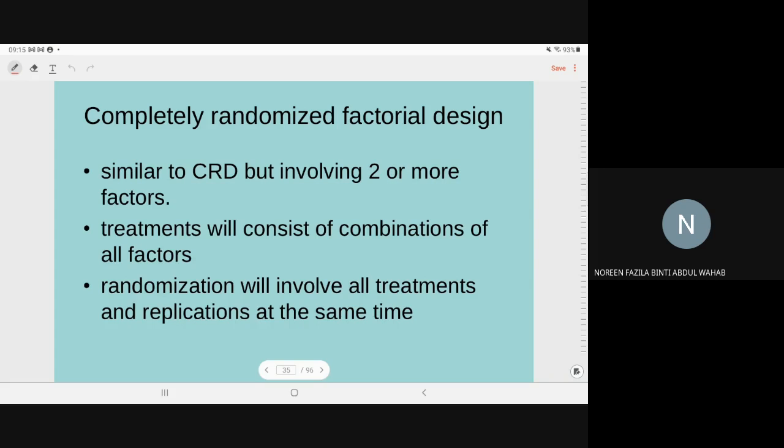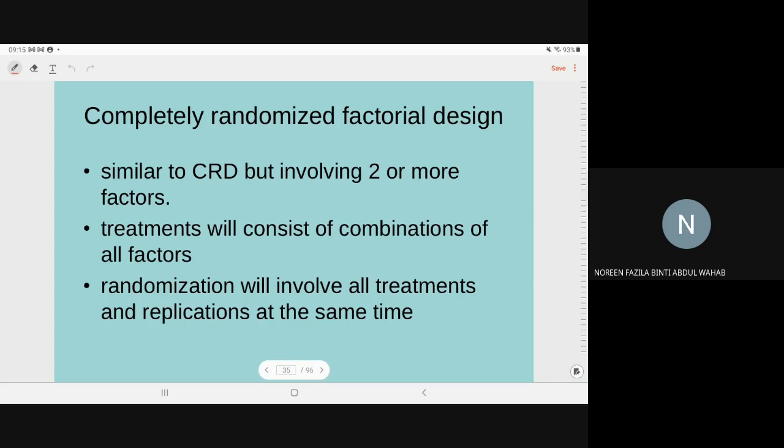It is not meant to be convenient. Among the several design of experiments, that is DOEs for more than one factor, actually factorial design is the most difficult. So that's why it is not really that popular, but it is the basic. So we'll discuss it so that it will facilitate you to understand the other, more convenient design of experiments. It is similar to CRD, completely randomized design, but involving two or more factors.